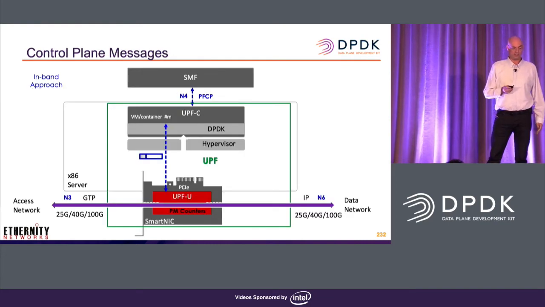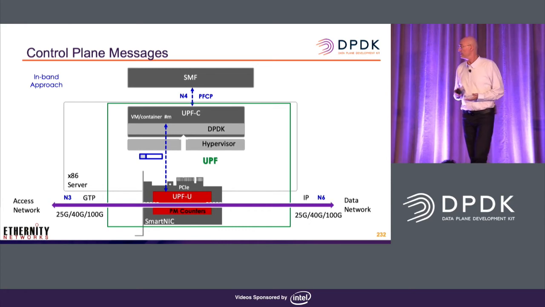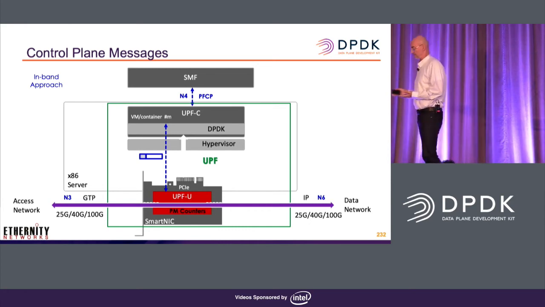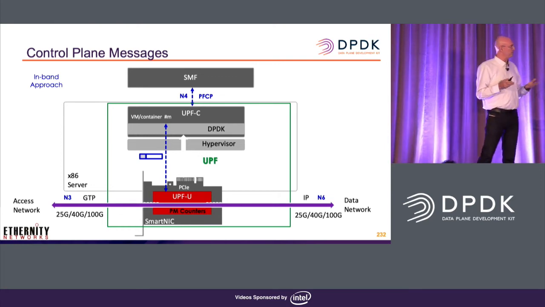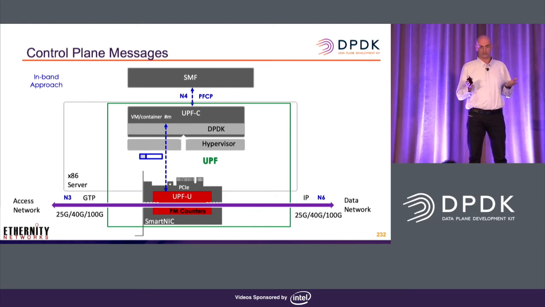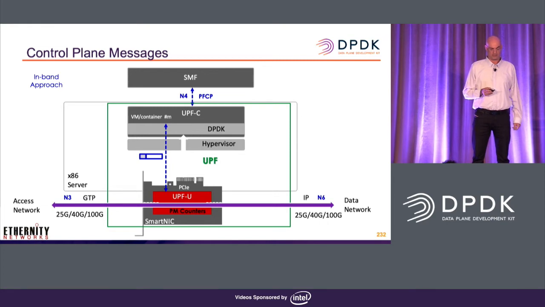So the control plane messages approach is an in-band approach. In-band approach means that you just use the interface that you have between the UPF-U and the UPF-C. This is a high bandwidth interface. It has gigabits of capacity. So if you just use this to send information between the two entities, it will not consume a lot. It's just sending packets, translating from one packet to another.